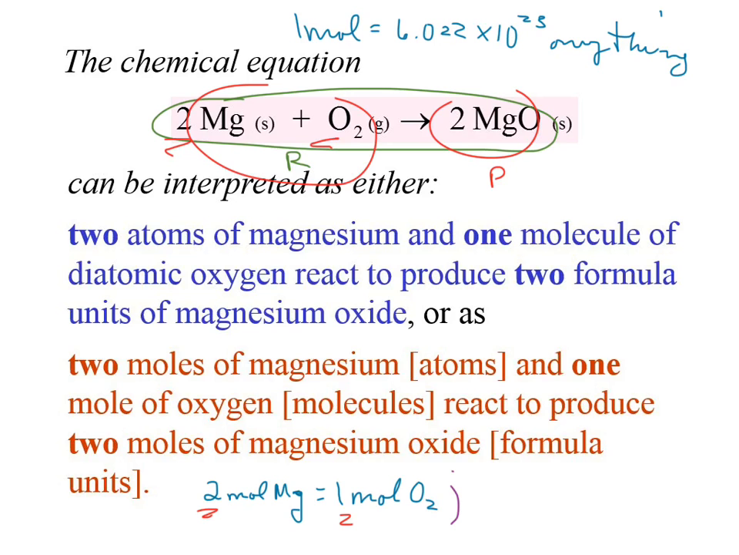So let's pick on one more before we move on. I could also make another equality with the magnesium again, so 2 moles of magnesium, and with the product side, is equal to 2 moles magnesium oxide, for this chemical reaction. And you know what we do with the equalities? We turn them into ratios and use them as conversion factors. So that's exactly what I'm going to do next.